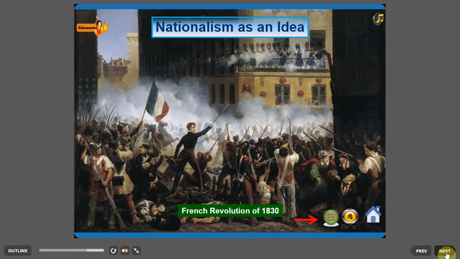Nationalism as an idea. We all know that the French Revolution had created an idea of nationalism among the people, and it inspired many other countries also to do the same. In 1815, after the downfall of Napoleon, the Bourbon dynasty was restored in France. But the educated middle class did not accept this dynasty and their conservative ideas. So that resulted in various other revolts or revolutions also.